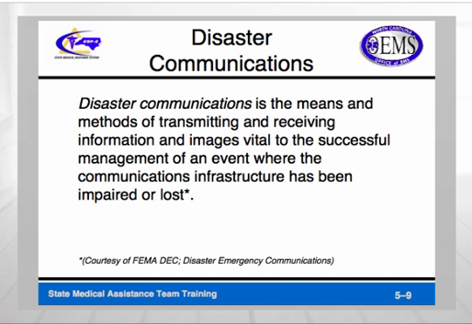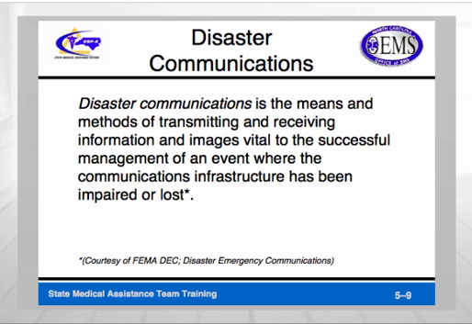Disaster communications is the means and methods of transmitting and receiving information and images vital to the successful management of an event where the communications infrastructure has been impaired or lost. You may see many types of radio and satellite communications being used during a deployment, including amateur radio, military-affiliated radio systems, very small aperture terminal or VSAT, and mobile satellite or MSAT telecommunications. These are adjunct services that may enhance operations but are not the primary radio communication systems of the SMRS.